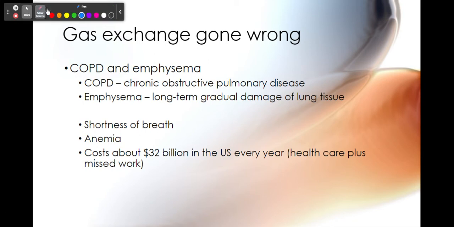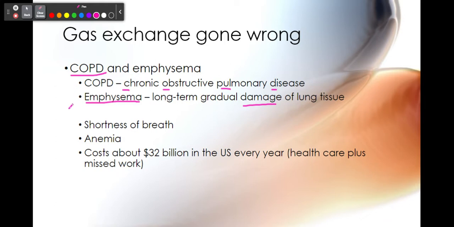Other diseases impact our ability to exchange gas. So COPD is chronic obstructive pulmonary disease, and it is going to obstruct our lungs. Something, tissue damage or inflammation, is making it very hard for us to get the air in and out of the lungs. Emphysema is another disease of the lungs where we are just damaging that lung tissue.